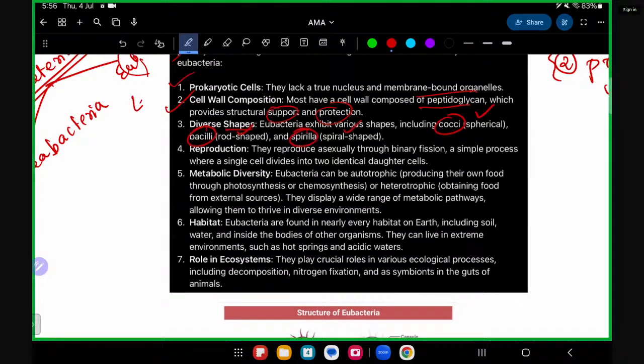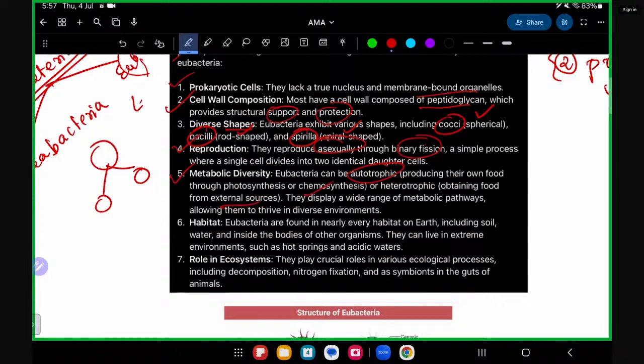Okay. Then we'll know about their reproduction. They reproduce asexually, that is through binary fission. What is binary fission? The parent cell divides into two identical cells. Right? Then the fifth point is metabolic diversity. Okay. They can be autotrophic. That means they prepare their own food through photosynthesis or chemosynthesis. Or they can be heterotrophic also. That means they obtain their food from an external source.